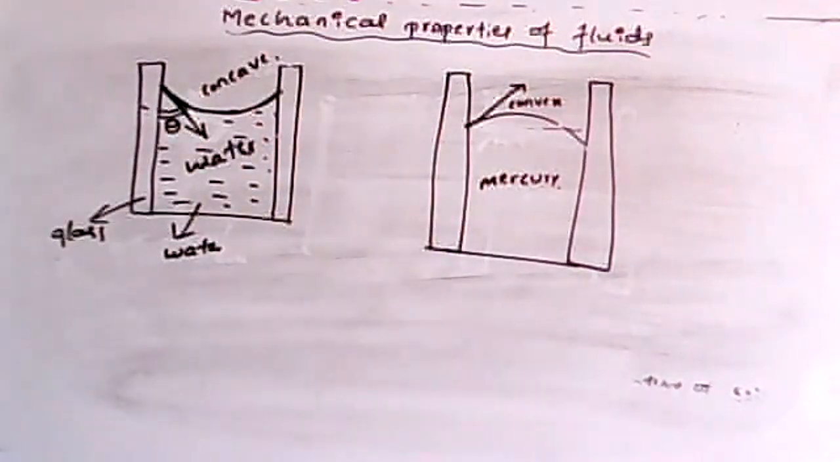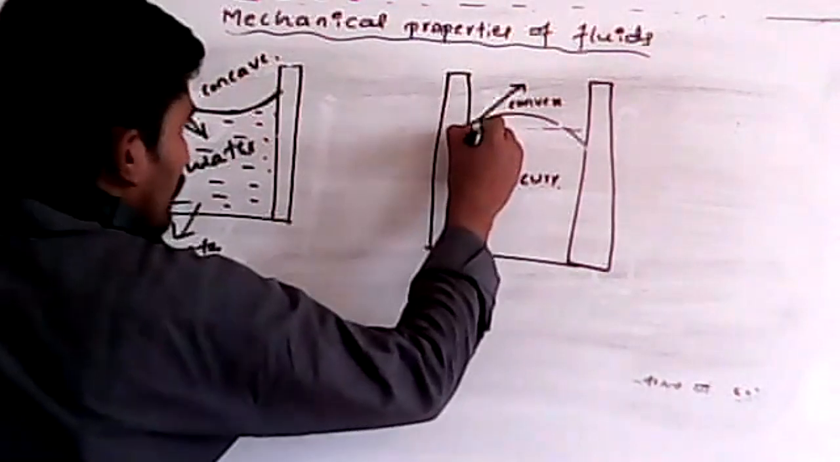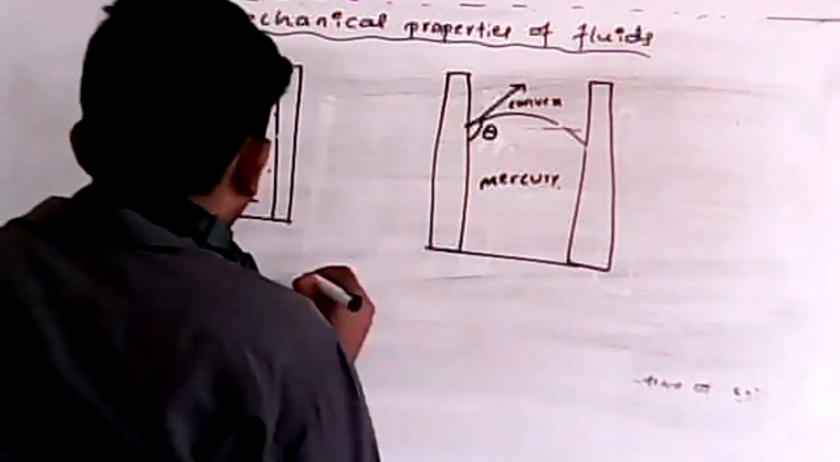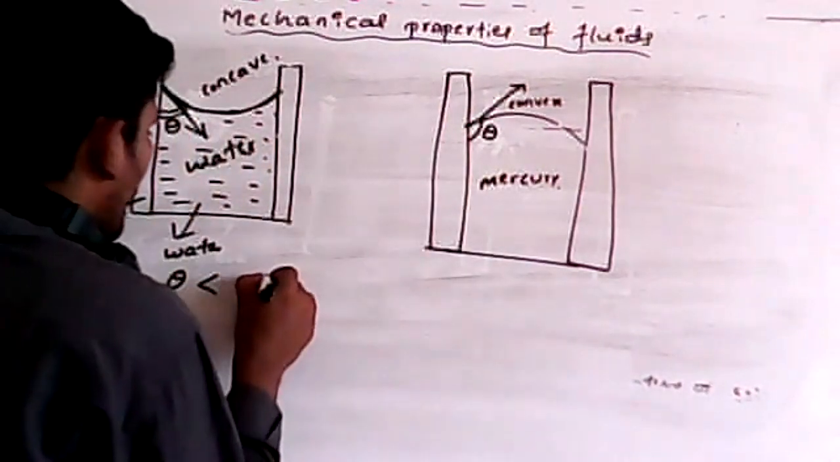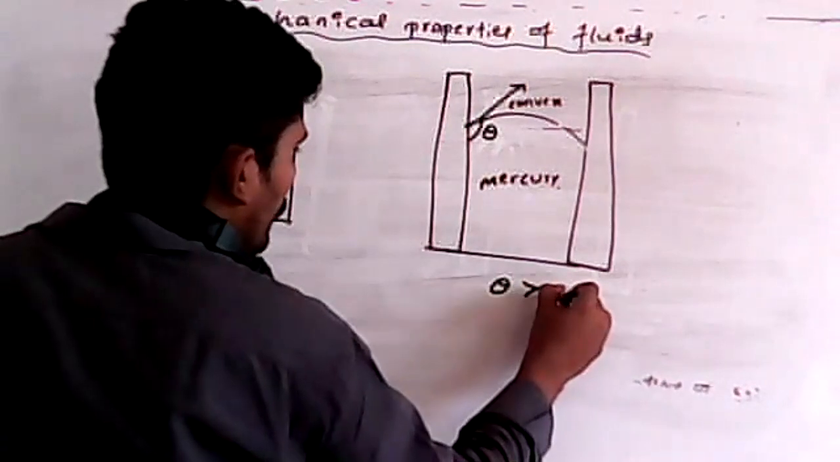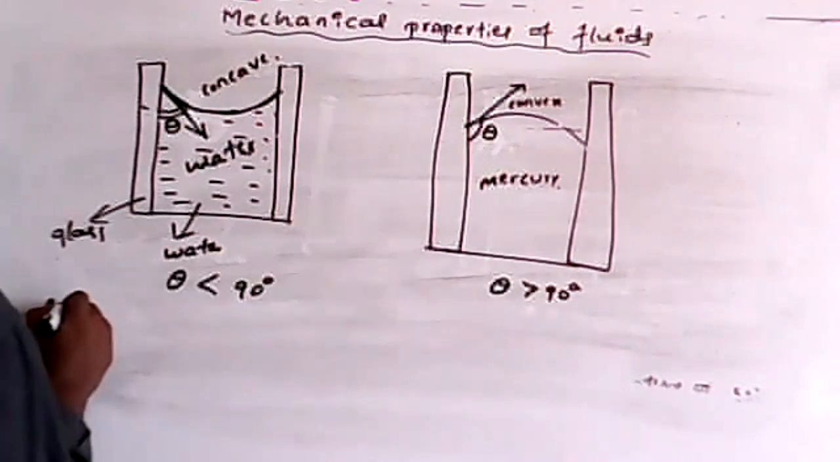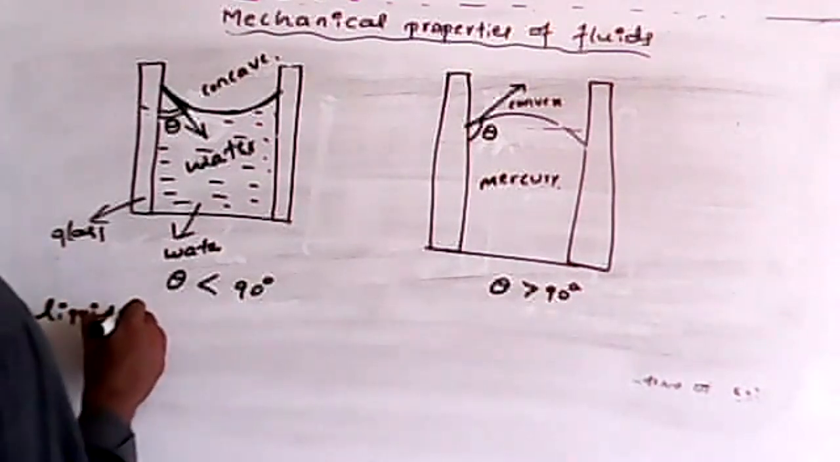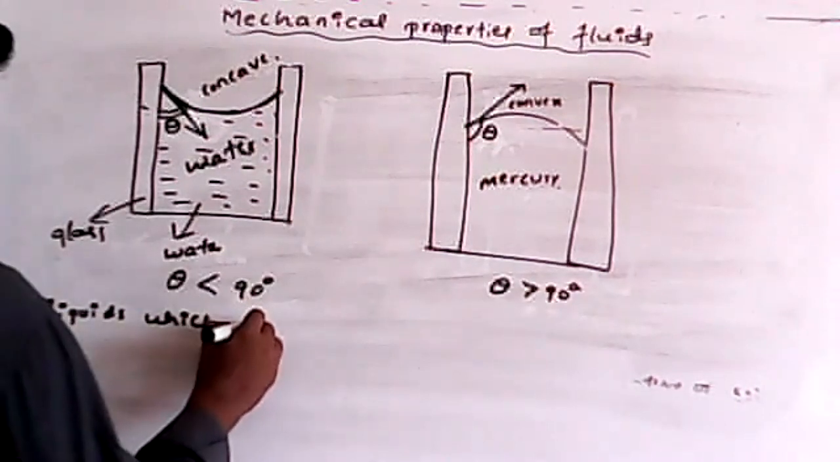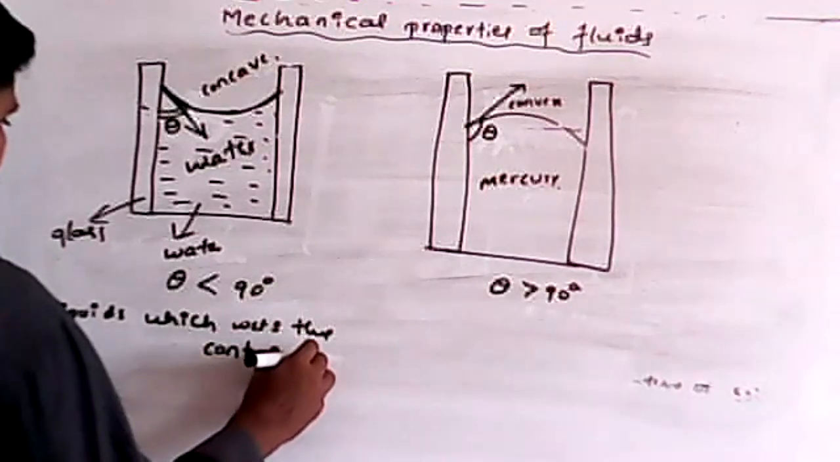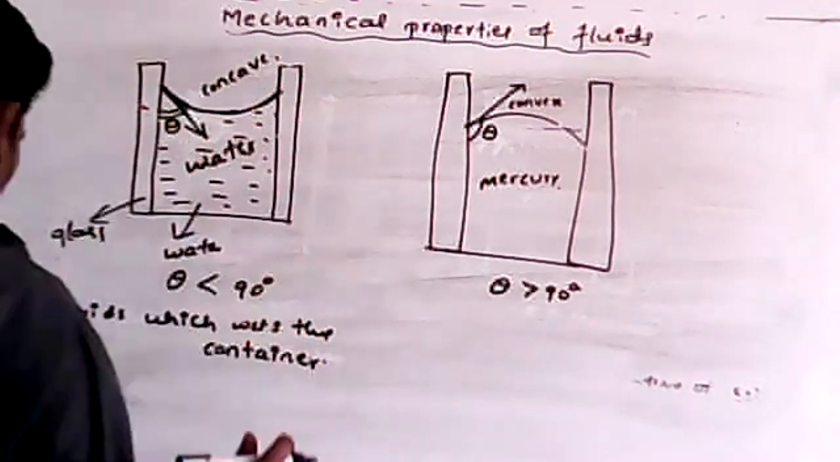Now what do we have to write? Here theta will be less than 90 degrees, and here theta will be greater than 90 degrees. That is the case, students. You must remember all these cases. It means that when a liquid wets the container, all these things happen.